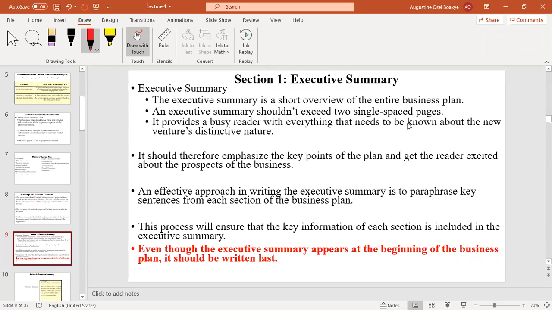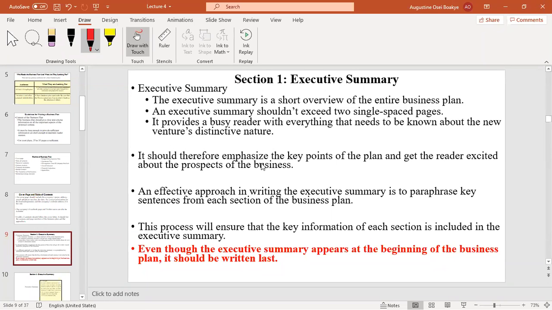So you can do this by picking or summarizing each of your sections in a paragraph and paraphrasing it in the executive summary section. You should also note that the executive summary should emphasize the key points of your plan, and it should be able to excite your targeted audience.